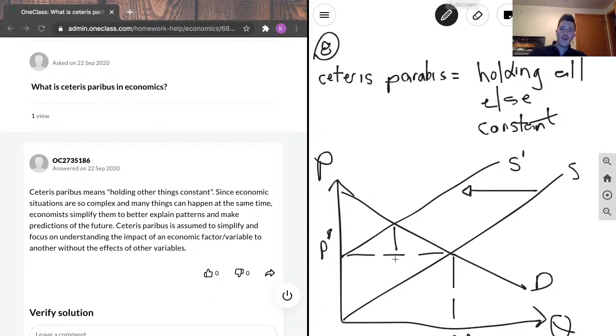We say, well, if we move the supply curve, then the equilibrium quantity falls and the price goes up. So there's not as much corn, and so it costs more if you want corn. But this is ceteris paribus because we left the demand curve straight.